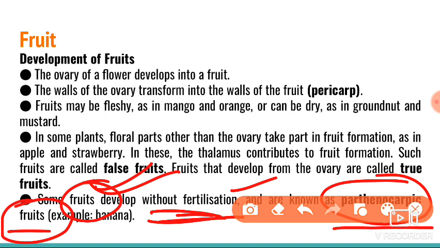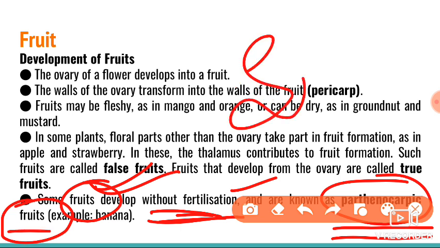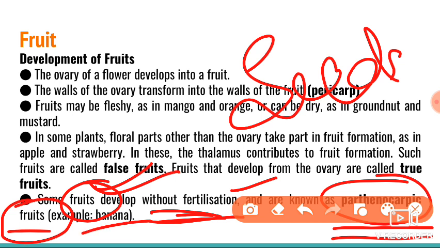Here fertilization does not happen. The female gamete itself starts development, which finally results in parthenocarpic fruits. And usually the fruits that are parthenocarpic do not contain seeds. There are no seeds at all in parthenocarpic fruits. Example, you can take banana.